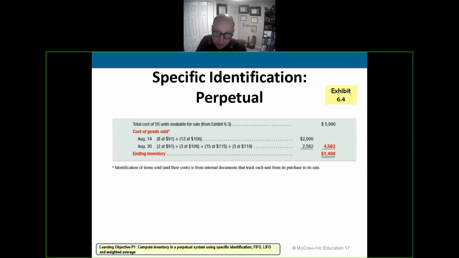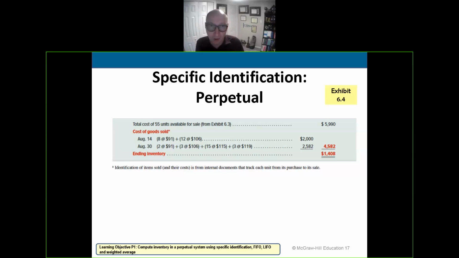This is specific identification, which means that we can sell out of any of the lots, any of the purchases that we've made. That's what specific identification means. It's specific to that unit, and in this example, it's specific to that purchase. And so I sold 8 out of my beginning balance, 12 out of my first purchase, 2 more out of my beginning balance, 3 out of my first purchase, 15 out of my second purchase, and 3 out of my last purchase.